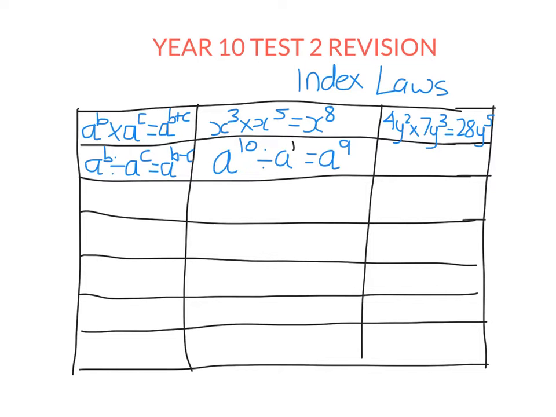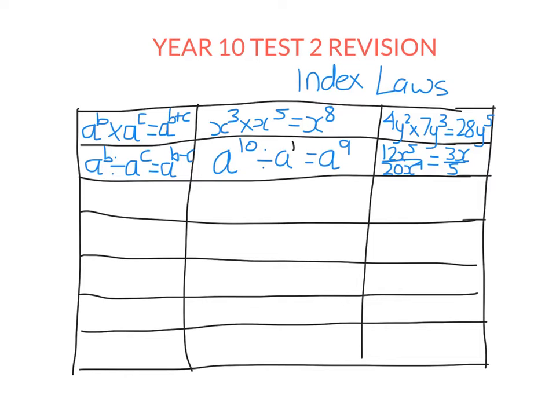As a slightly harder example, if you had something like 12x to the power of 5 over 20x to the power of 4, do the numbers separately again. 12 over 20 simplifies to 3 over 5. Then x to the power of 5 divided by x to the power of 4: keep the same base, subtract the powers, and you're just left with x.